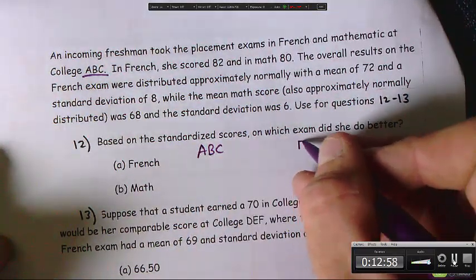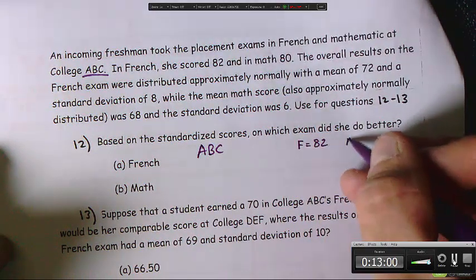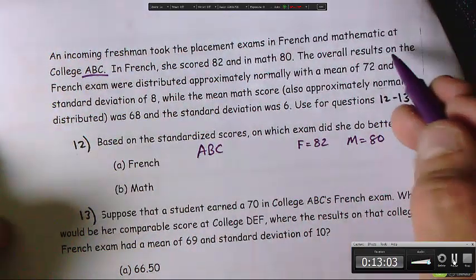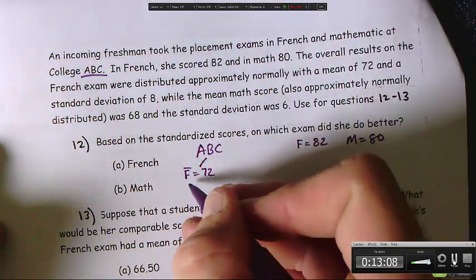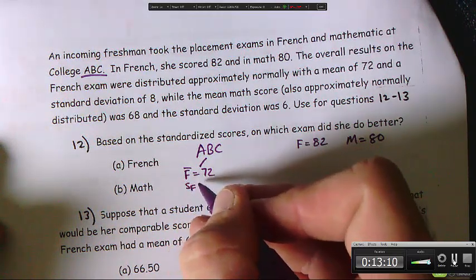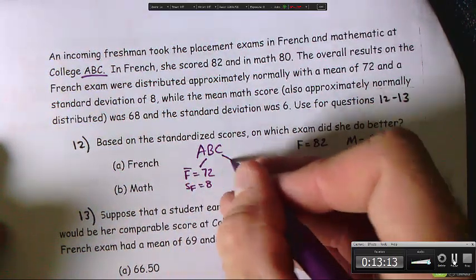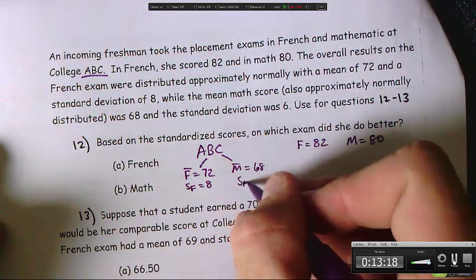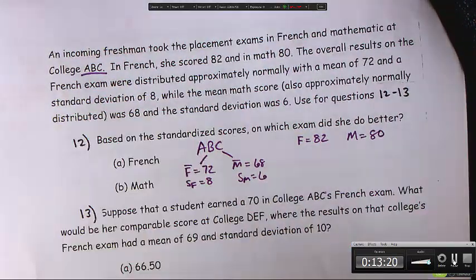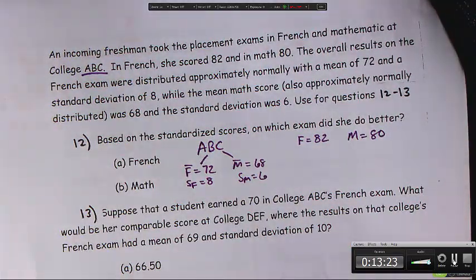She scored a French score of 82 and a math score of 80. At college ABC, the average French score was 72 and the standard deviation was 8. The average math score was 68 and the standard deviation of math at that college was 6. It gives her 2 scores. Okay, she did better than the average in both, so she's in the top half of the class in both classes.